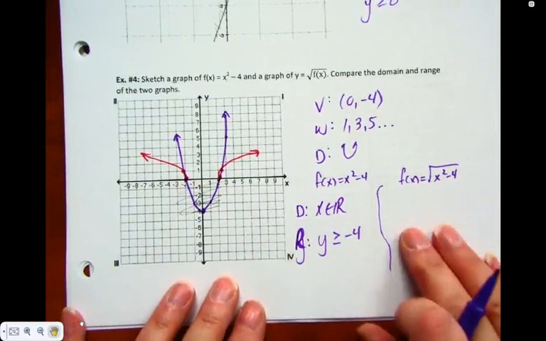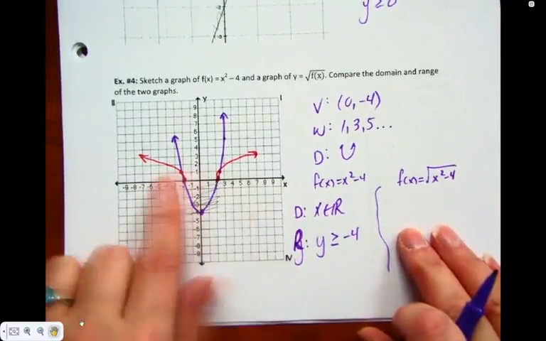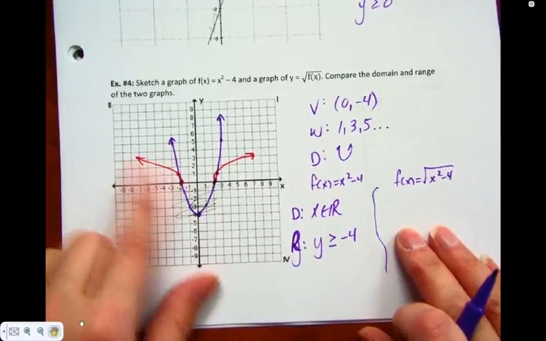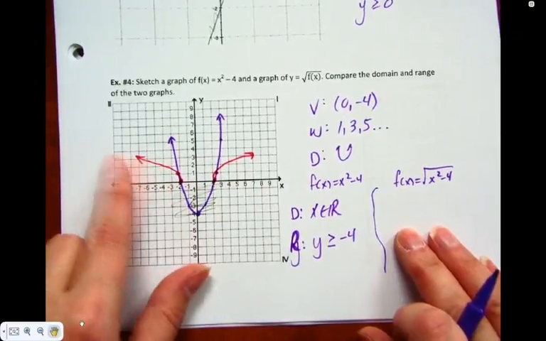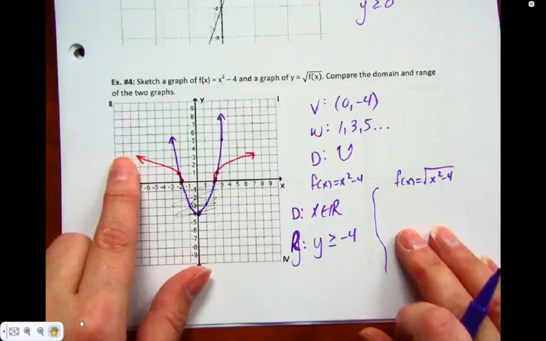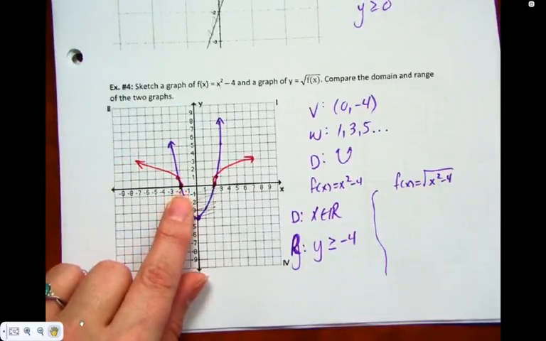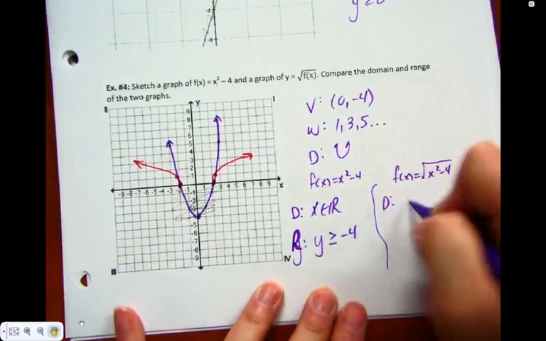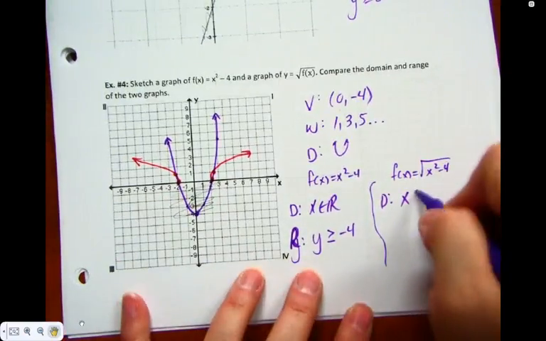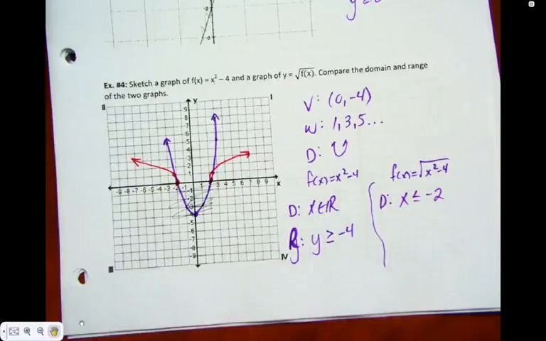Okay, well, what do we do now when it's in pieces? Well, we just do each piece separately. So I'm going to look at this left swoop first. What's the lowest value if it's got an arrowhead on this way? Negative infinity. What's the highest value? What's the value of the x-intercept? -2. So the domain for the left-hand side is x is less than or equal to -2.